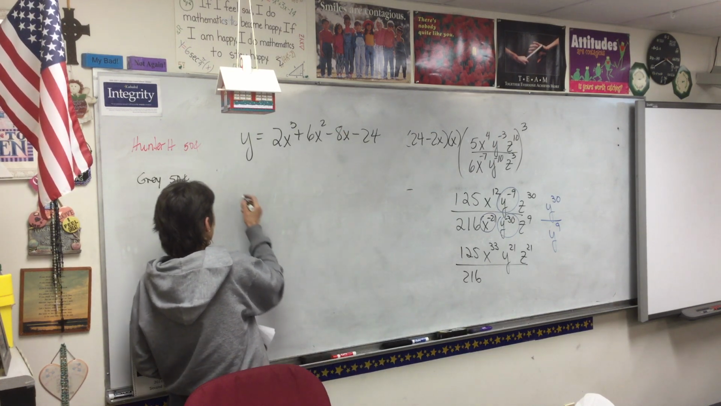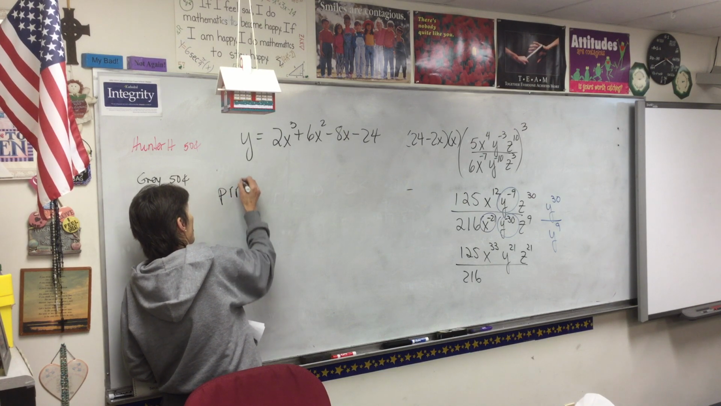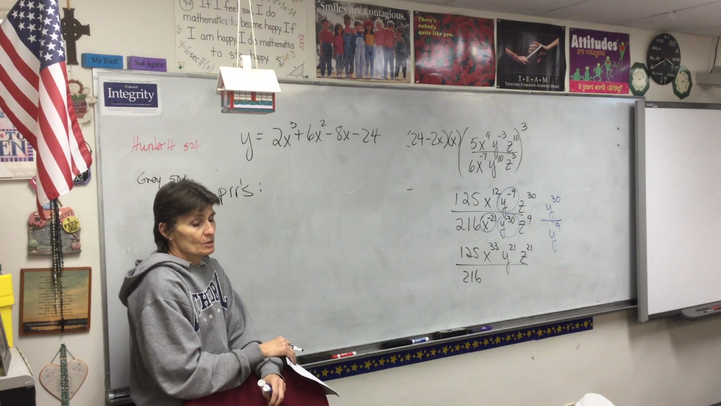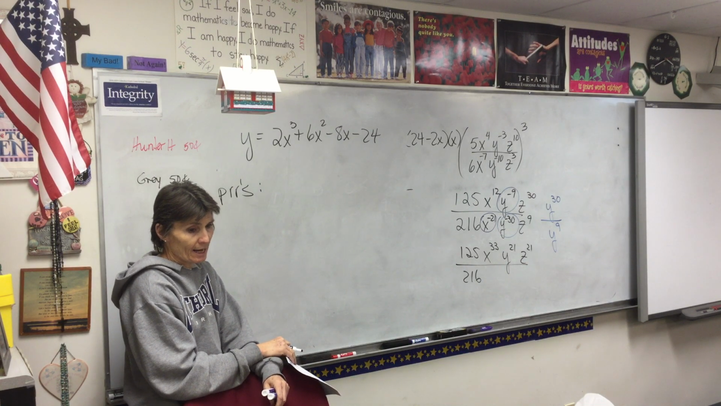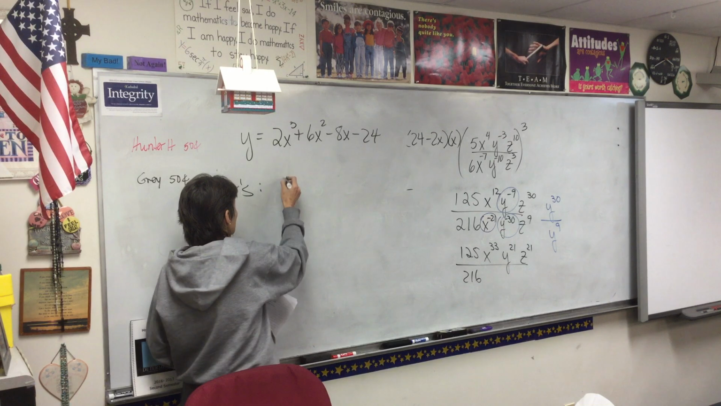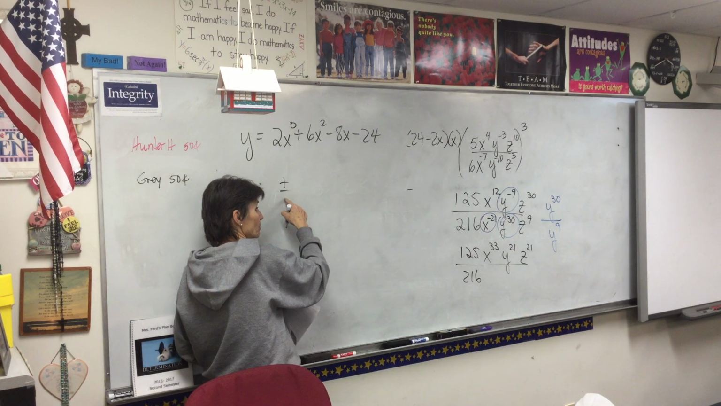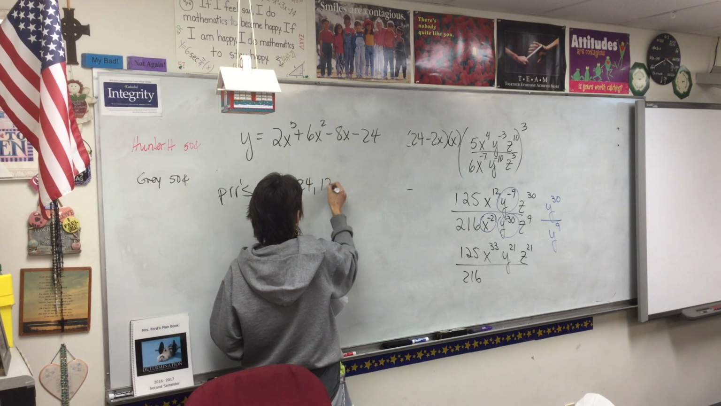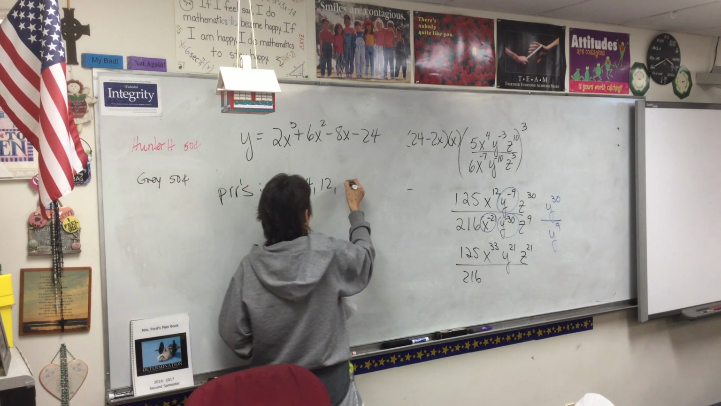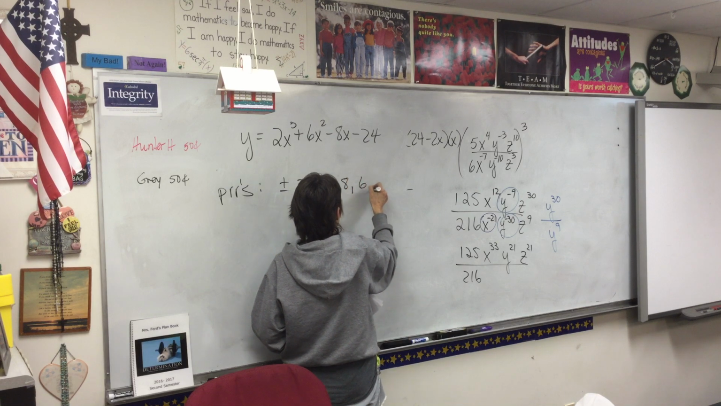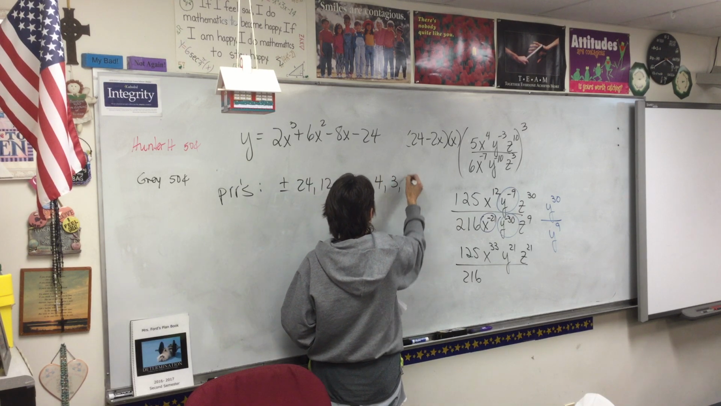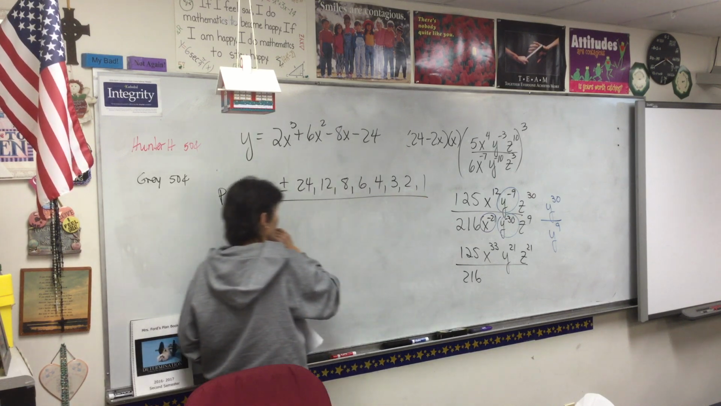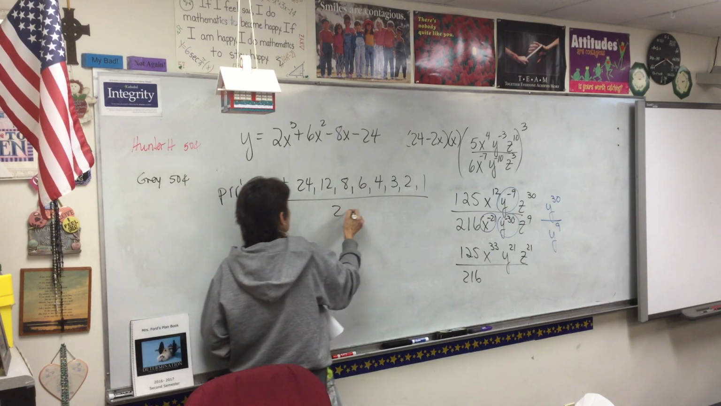So the first question is, list all the PRRs. So what are the PRRs? Oh gosh, there's a lot of them. Factors of 24. Please don't forget the plus or minus. 1, 2, 3, 4. So 24, 12, 8, 6, 4, 3, 2, and 1. All over 2 and 1.